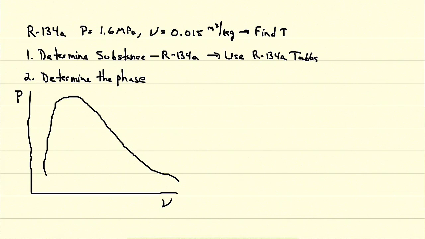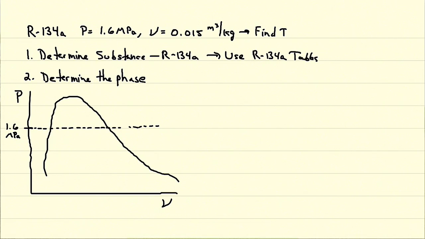I really have no idea where that pressure is on this diagram, so I'm just going to arbitrarily say that this is 1.6 megapascals, just to see what that tells us. So everywhere along this dashed line, the pressure is equal to 1.6 megapascals.